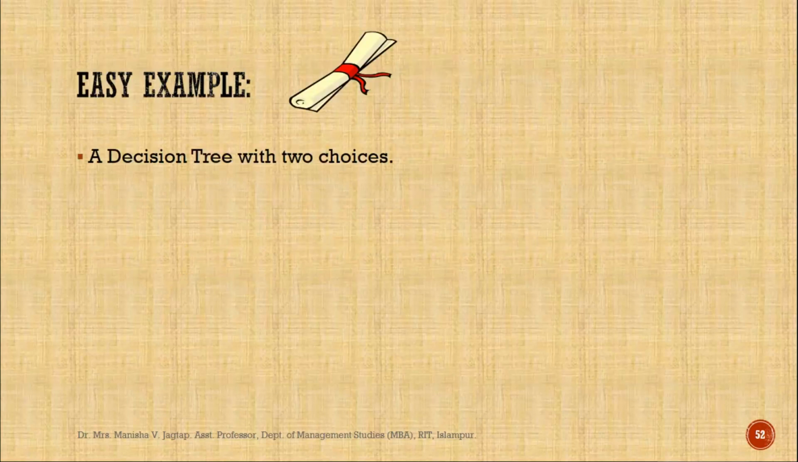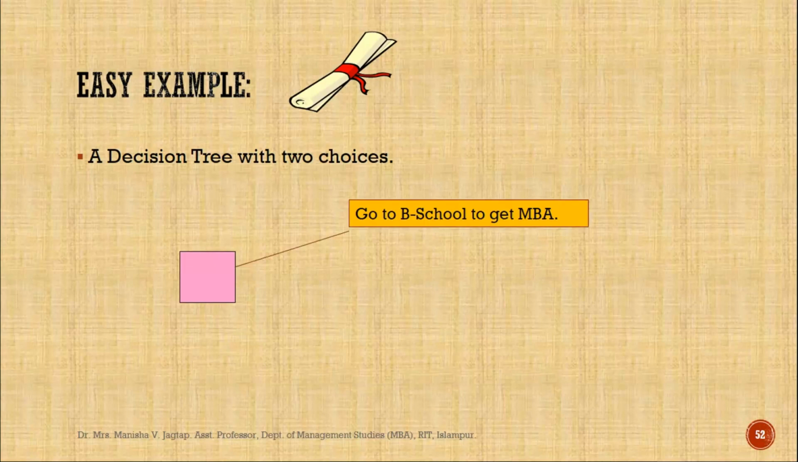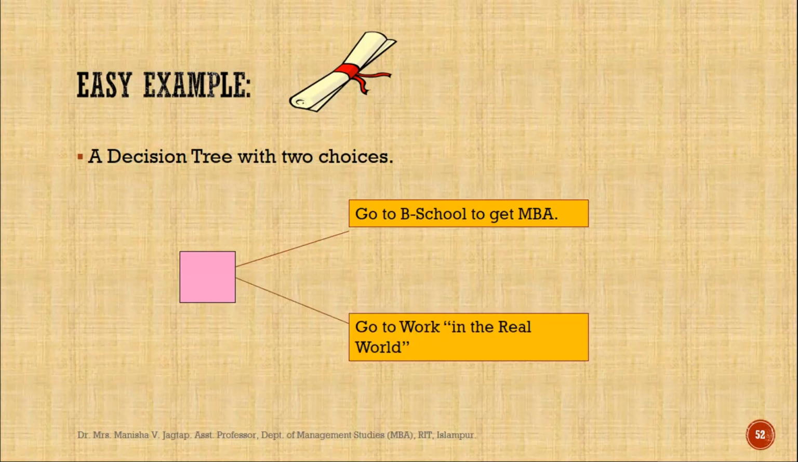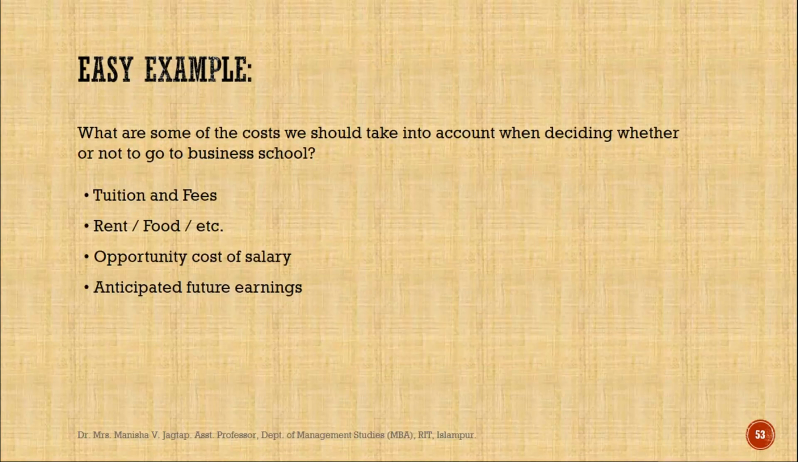So we will take an example, a very easy example. A decision tree with two choices. This can be related to you. You can also think yourself. That is, you may have two choices: go to B school to get PG degree of MBA, or go to work in a real world. So you have two choices, and what things you need to consider while choosing any one of it.